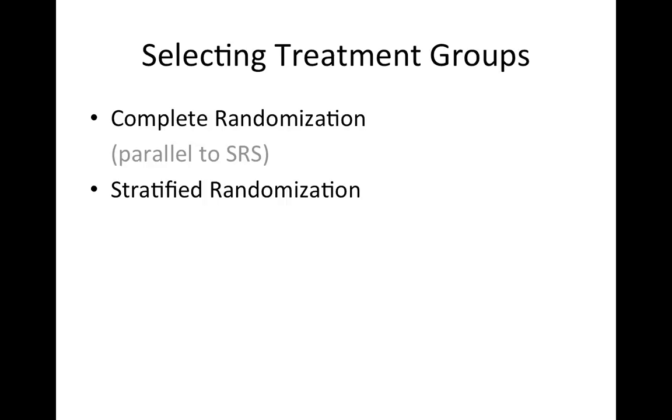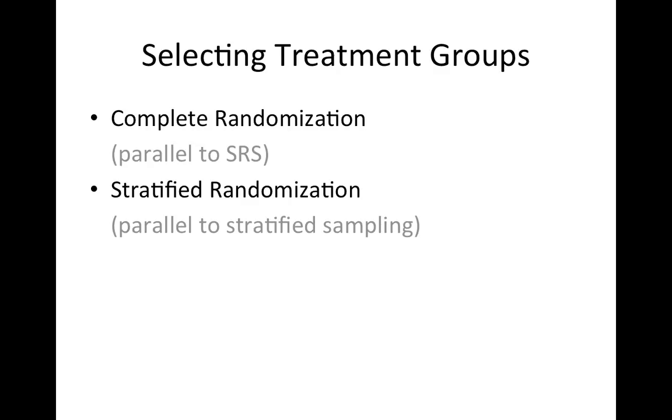So I'm going to mention 2 ways to select treatment groups within a sample. One is called complete randomization, and that's parallel to a simple random sample. Complete randomization means that you put all the names of the units in your sample into a hat, and you randomly draw some of them. That's complete randomization. It's parallel to simple random sampling, which meant that you put all the units in your sample population in a hat and draw some of them to create your sample.